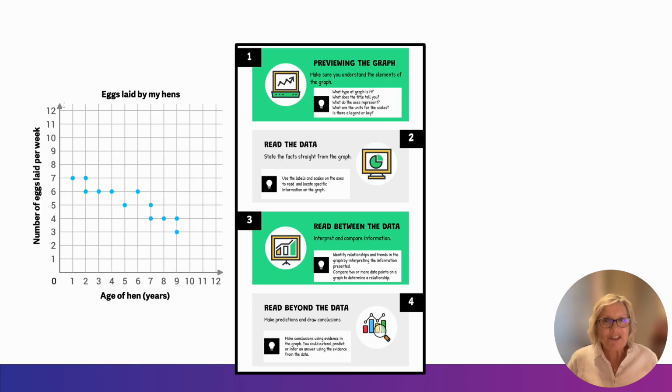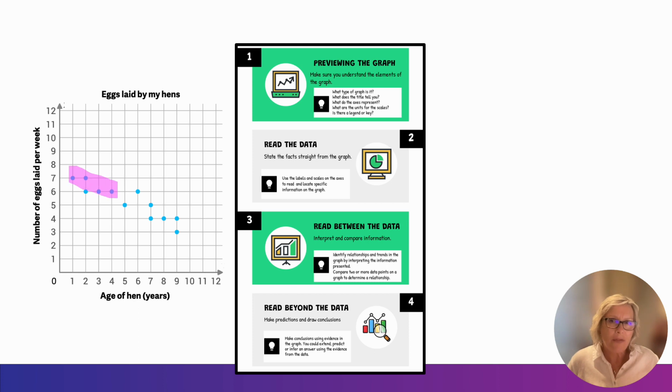Let's consider questions that cover all 4 steps. So, using this graph on eggs, let's investigate the types of questions, such as, identify the greatest number of eggs laid in a week. What do you notice about the hens when the greatest number of eggs were laid? What was the least number of eggs laid in a week? What do you notice about the hens when the least number of eggs were laid?